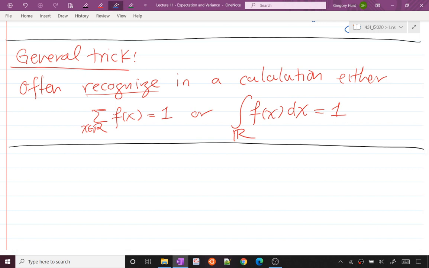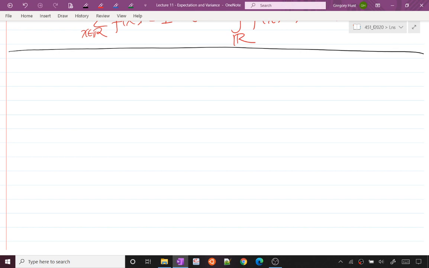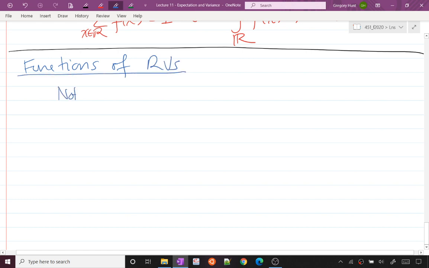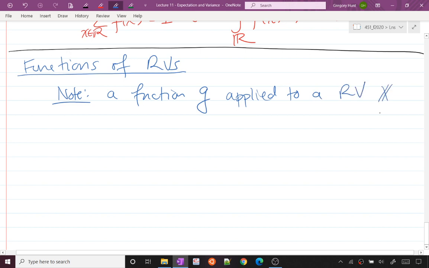Okay, so let's talk about functions of random variables. What I'm going to just say at this point, of course, is note a function, let's say g, applied to a random variable, let's say x, to form what we're going to denote as g of x. This thing is a random variable.